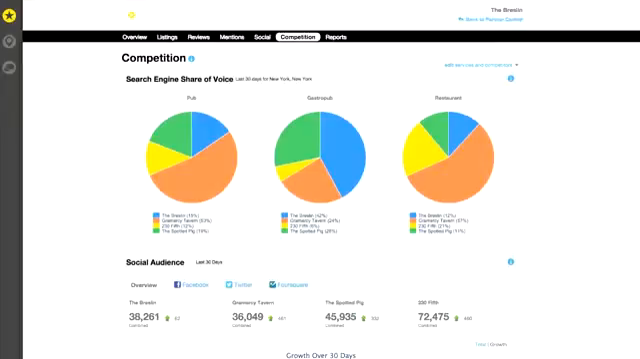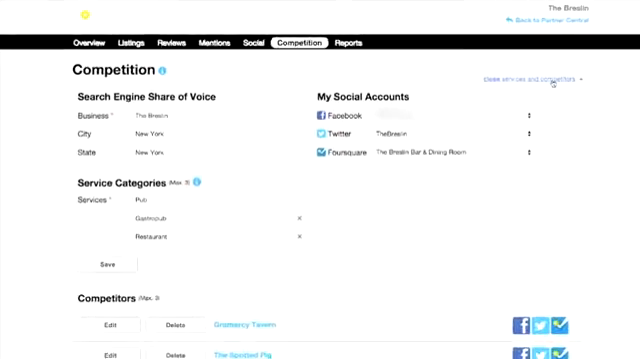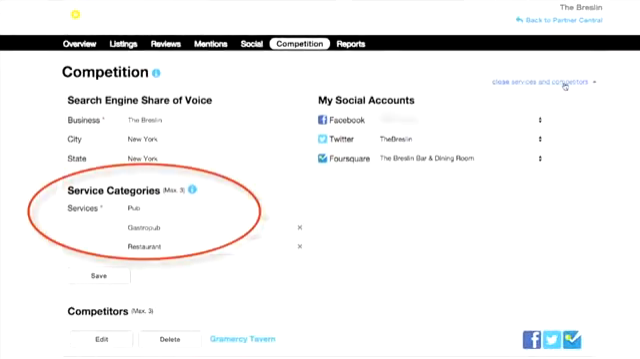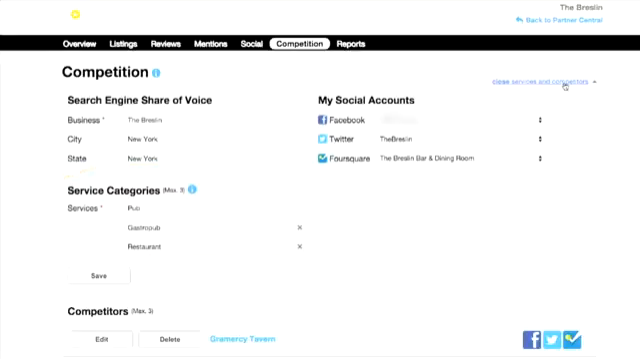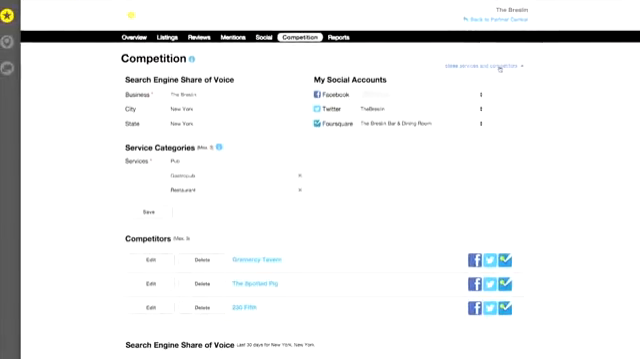To start using Search Engine Share of Voice, go to Edit Services and Competitors. Next, in the Service Categories field, enter a product, service, or business category that your business wants to be known for, or keywords that your potential customers will search to bring up the services you provide. These fields may have already been filled in when your account was created, but feel free to edit them.